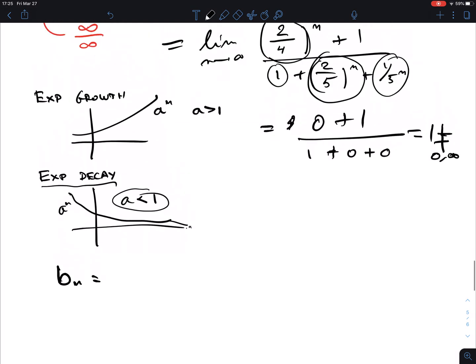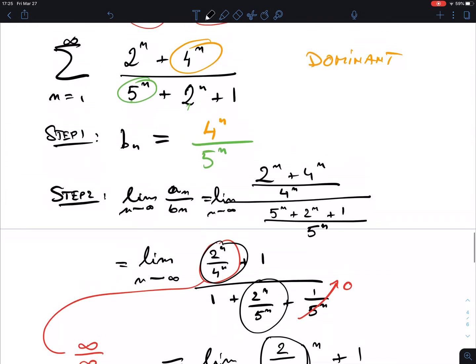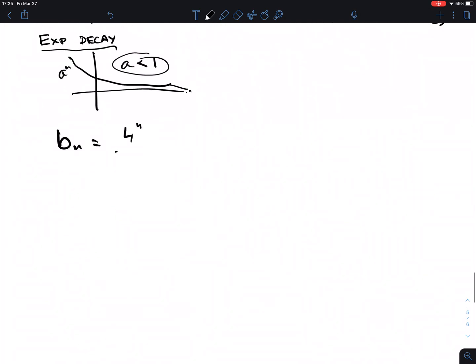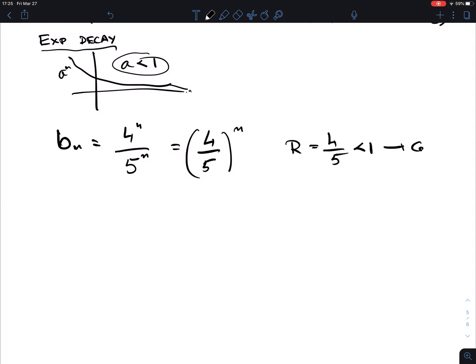Okay, let's look at Bn now. Bn is 4 to the n over 5 to the n. I hope by now you know what to do. You combine them as one single exponential with base 4/5, and then you see that r is 4/5, which is less than 1, so we have convergence. Yay.